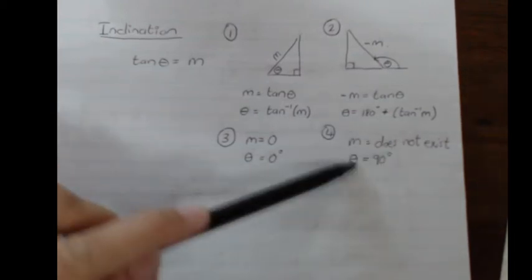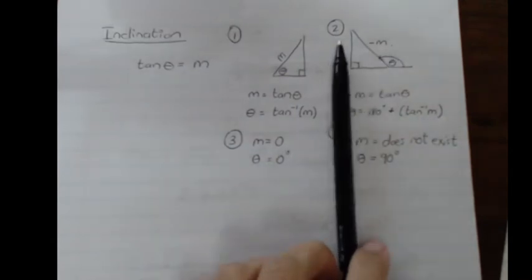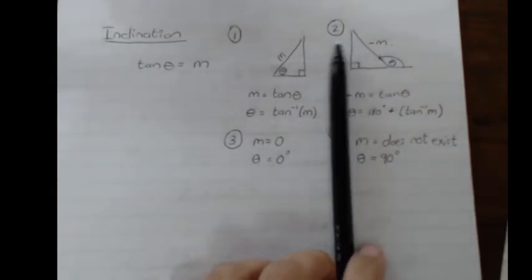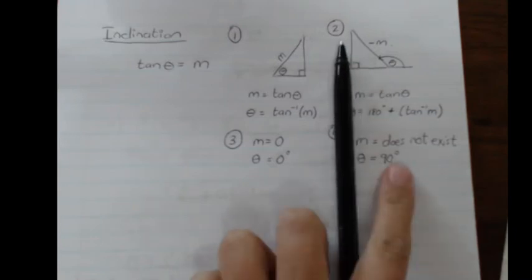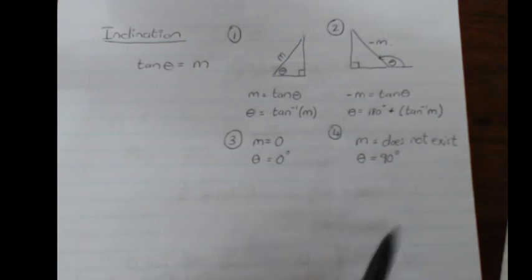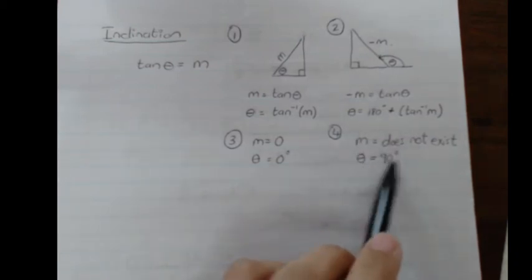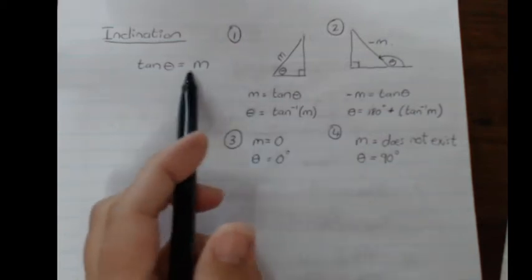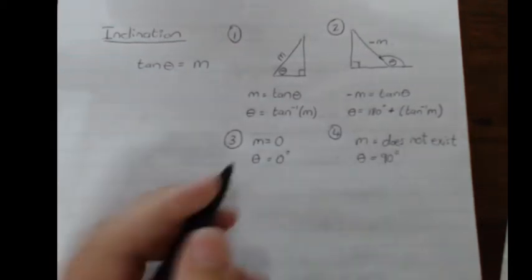So just also handy to know, scenario 4 is if the gradient does not exist, that happens at a perfectly vertical line. That means this angle of inclination is going to be 90 degrees. So whenever you get an error for a gradient, then you know that angle of inclination is going to be 90 degrees. Then you're not going to use this formula. You're going to use this.